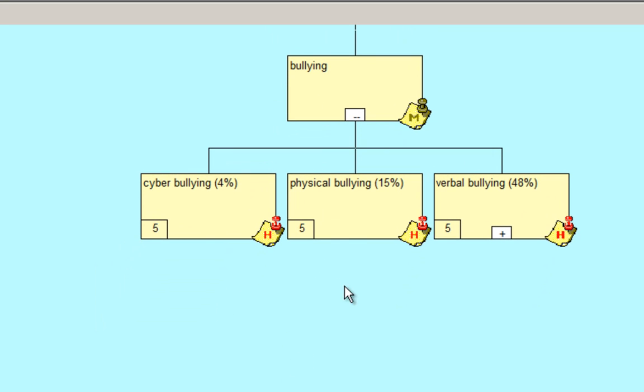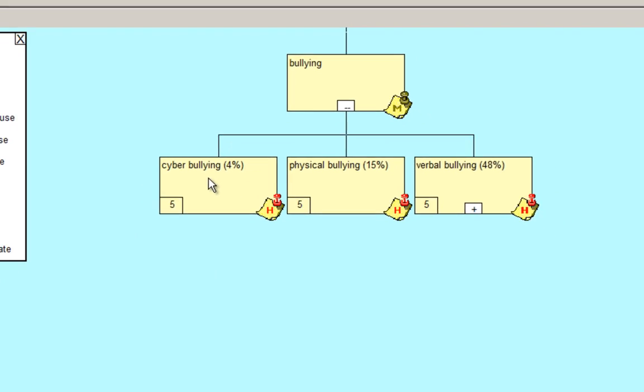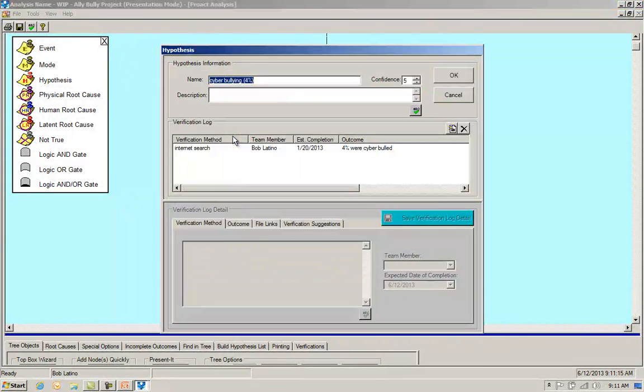Well, we know from the evidence that we collect that cyberbullying represents 4% of the types of bullying, physical bullying 15%, and verbal bullying 48%. Well, how do we know that? Because as part of our data collection, the preserve aspects of PROACT, I can double click on here and I could reveal our verification log.